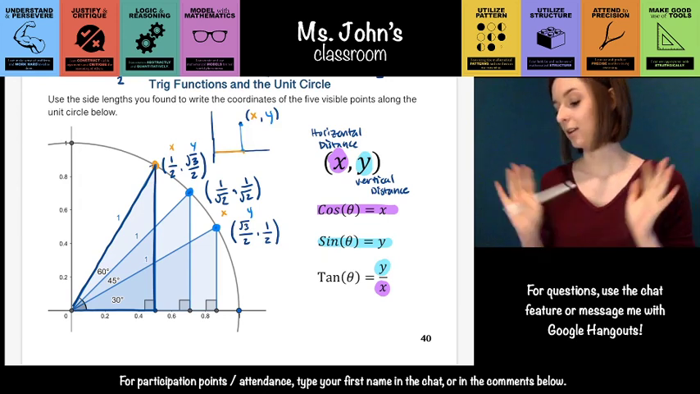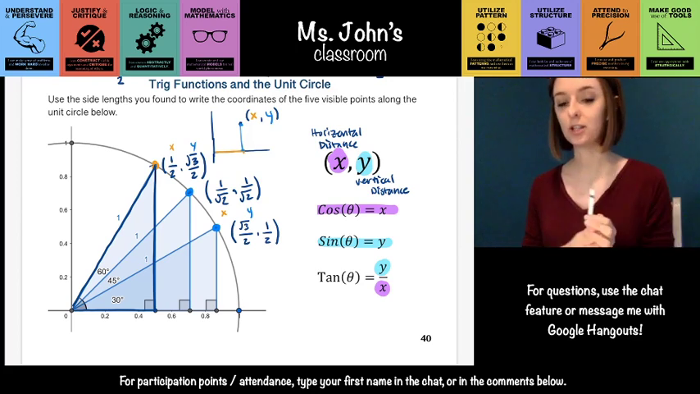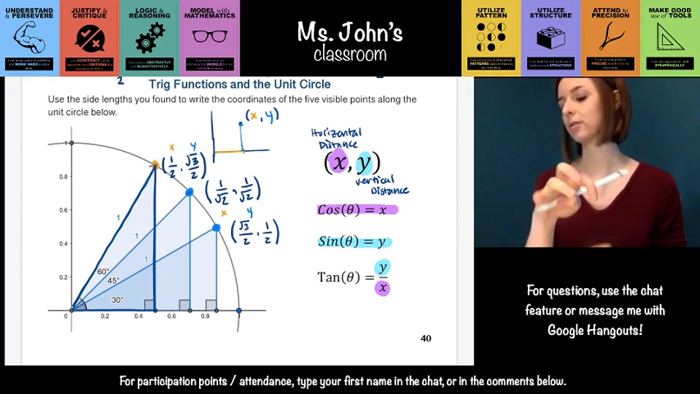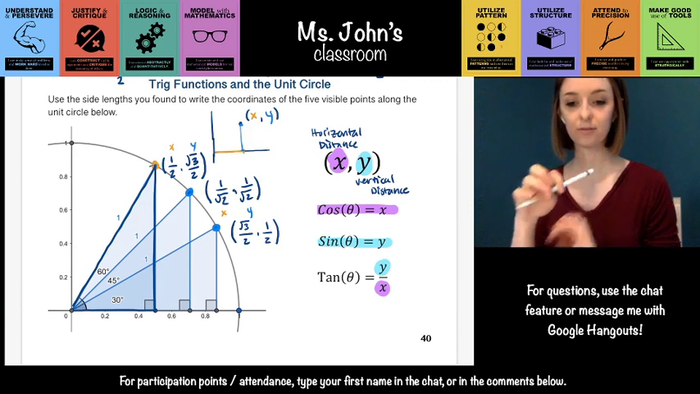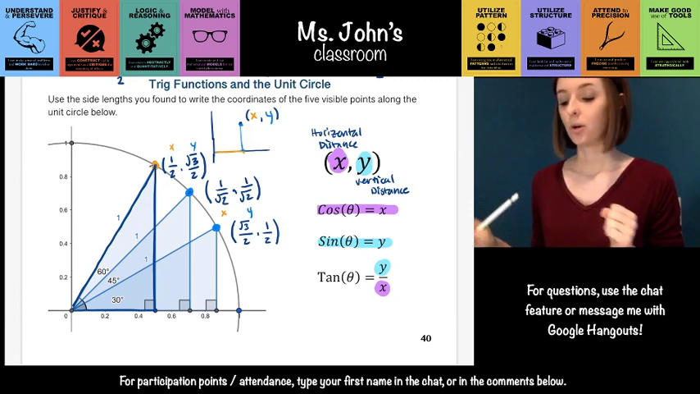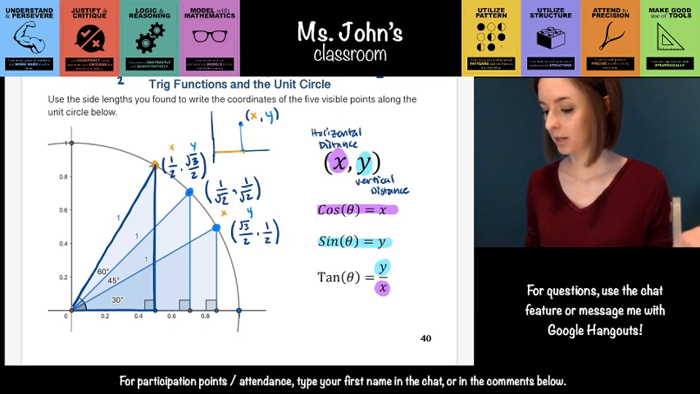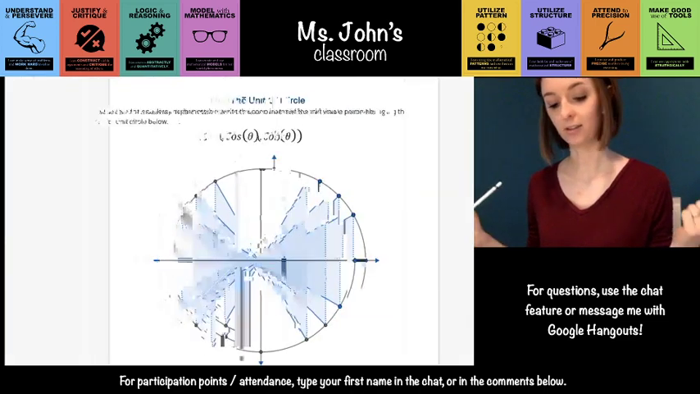Okay, so again, cosine gives you horizontal distance, sine gives you vertical distance, and tangent is the vertical over the horizontal. So it's a ratio of the sine over cosine. So here's what we're going to do. And I know this is going to seem intimidating, but I promise it's not. On the next page of your notes, you have this giant, crazy alien looking circle.